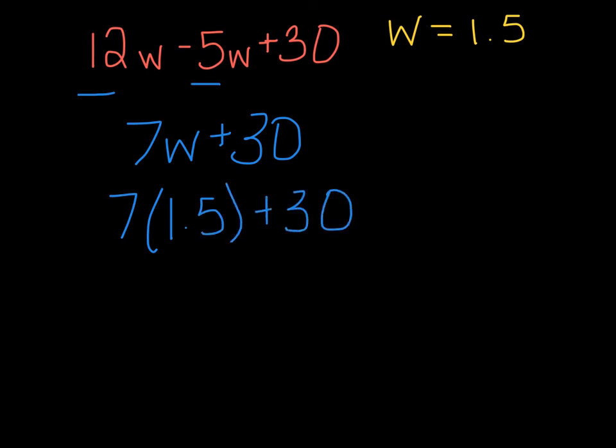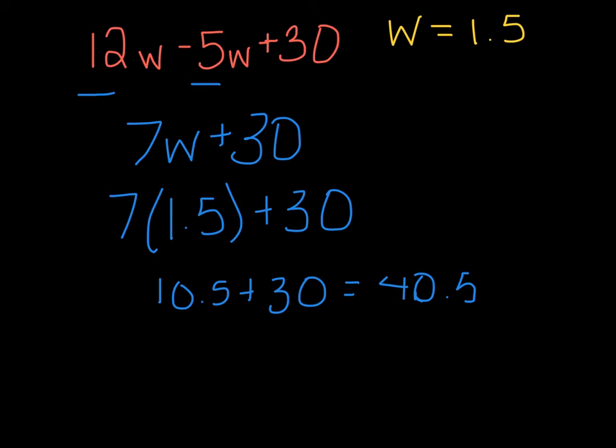Now we need to multiply the 7 times 1.5, and that equals 10.5 plus 30. Then we just add that up, and we get 40.5, which is the value of the expression. So remember, your first step will be to combine like terms. If the expressions have the same exact variable, you would just add or subtract, multiply or divide just the numbers like you would as if the variables weren't there. Then you write the variable down.